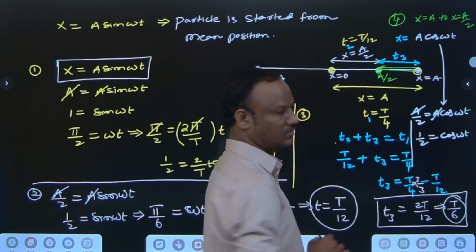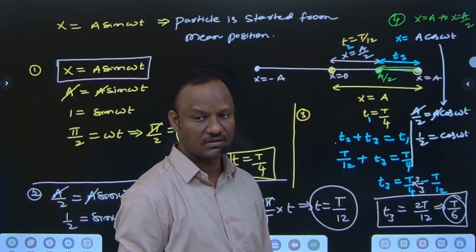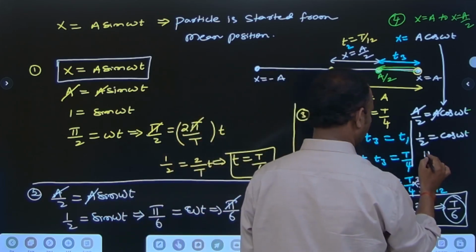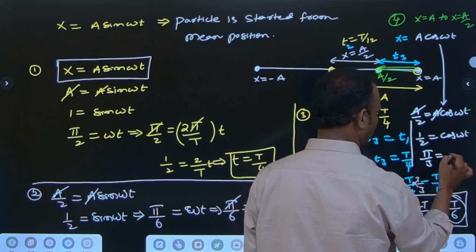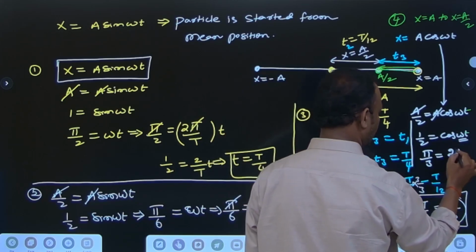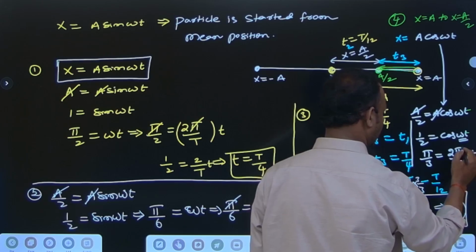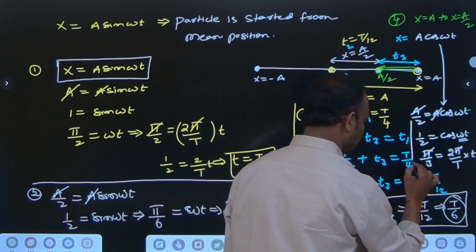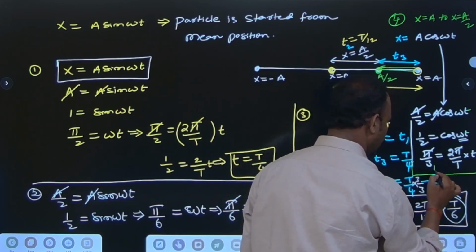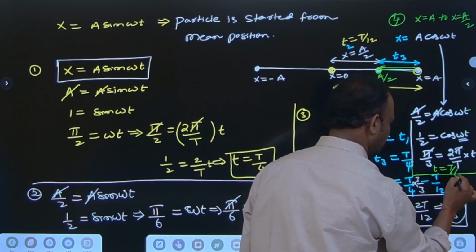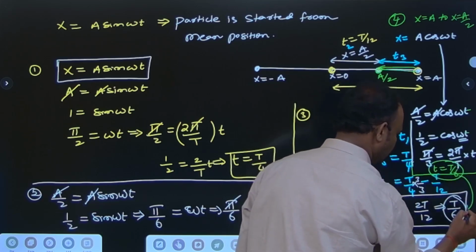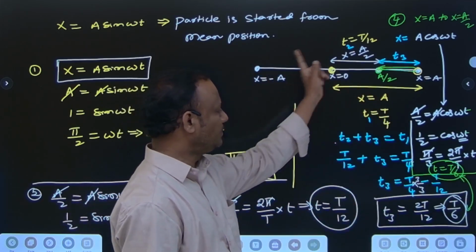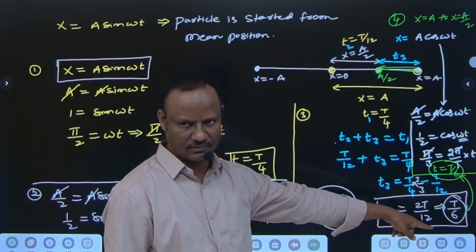In the cos table, where is 1 by 2? 60 degrees. 60 means pi by 3. So pi by 3 equals omega t. Omega is 2 pi by T, into t. So small t equals what? T by 6. Are these two equal? Yes or no? So if you use from the mean to extreme, it is T by 6.